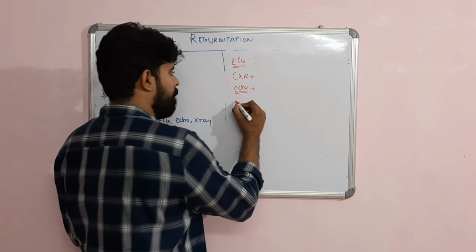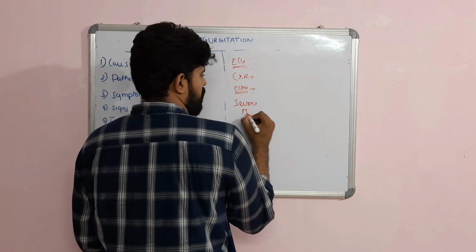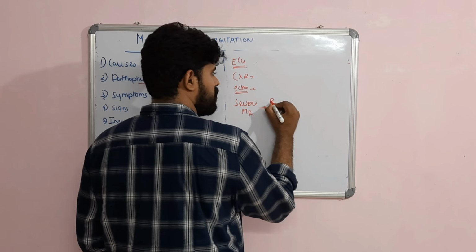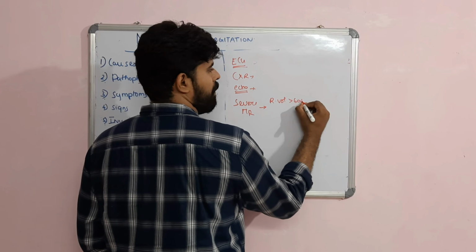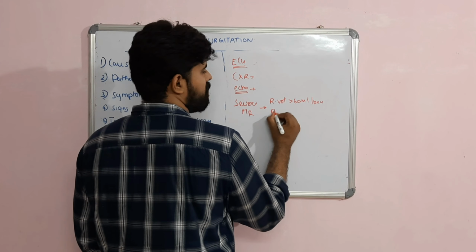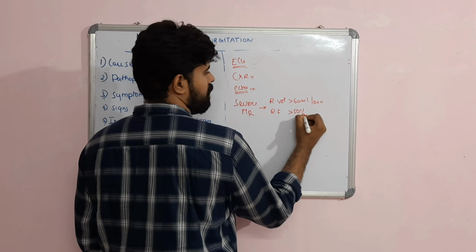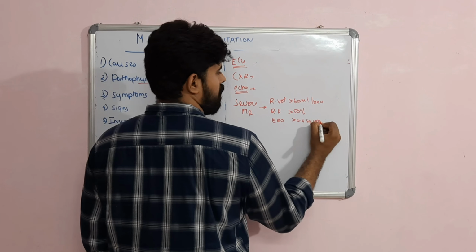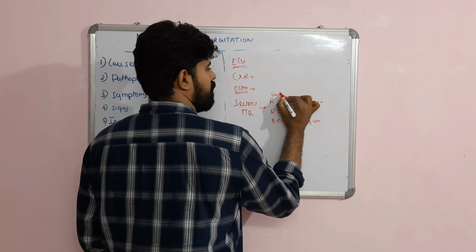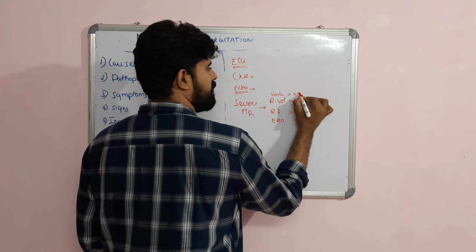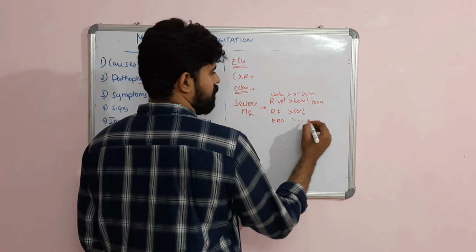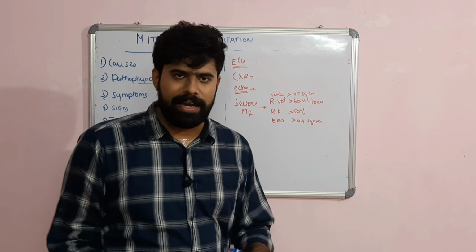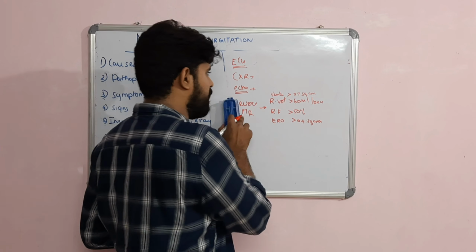So what is a severe MR? Severe MR has the following findings. First, the regurgitant volume is more than 60 ml per beat. Then the regurgitant fraction is more than 50%. The effective regurgitant orifice is more than 0.4 square centimeter. The vena contracta will be more than 0.7 centimeters. This is with a left atrial dilatation. This is what is called a severe mitral regurgitation.